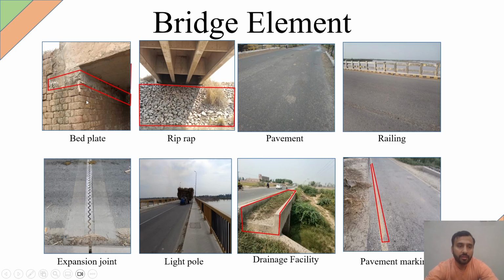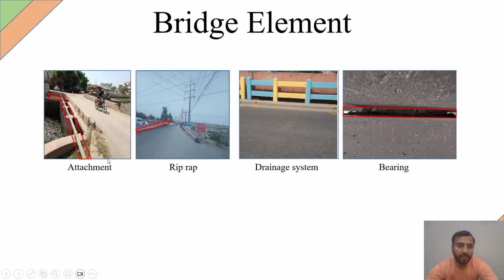In the case of masonry structures, this is a bed plate, which is cast over the masonry and beneath the deck slab. This is a riprap along the abutment. This is the surface of the bridge. This is railing, expansion joints. This is a light pole. This is a drainage facility to dispose of the surface runoff. This is lane marking. This is the attachment that crosses along the bridge for sending utilities from one end to the other.